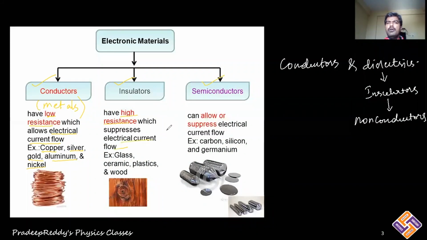That means it does not allow electric charge to flow readily. They offer very high resistance to the flow of electric charge. Examples of insulators are glass, ceramic, plastics, wood. Of course, solid insulators are glass, ceramic, plastic, wood, etc.